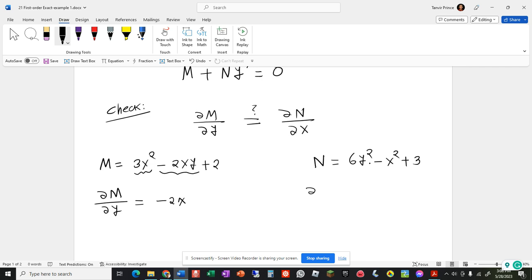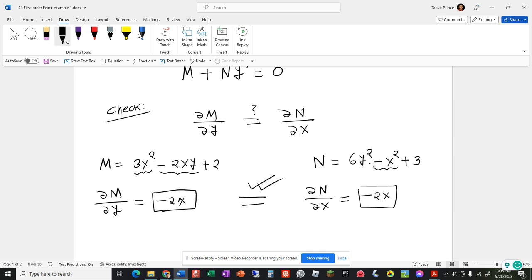How about the partial of N with respect to x? So here x is the variable, y is like a number. So the derivative of 6y squared is 0. The derivative of negative x squared is negative 2x. And the derivative of 3 is 0. So indeed, you can see that they are equal to each other. So indeed, it is exact.